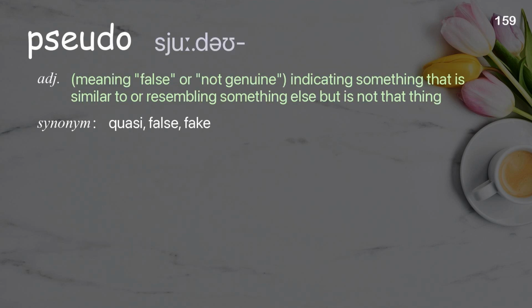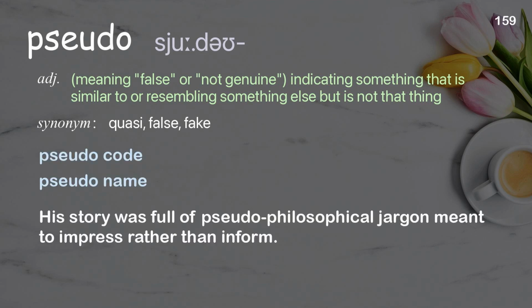Pseudo: meaning false or not genuine, indicating something that is similar to or resembling something else, but is not that thing. Examples: pseudocode, pseudoname. His story was full of pseudophilosophical jargon meant to impress rather than inform.